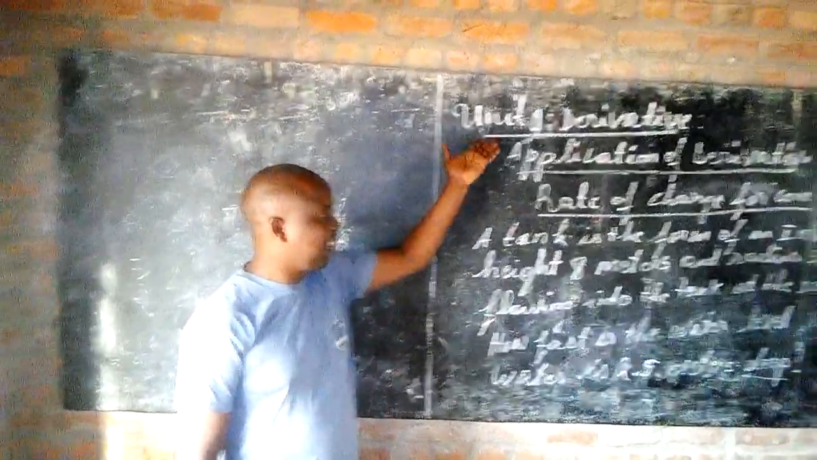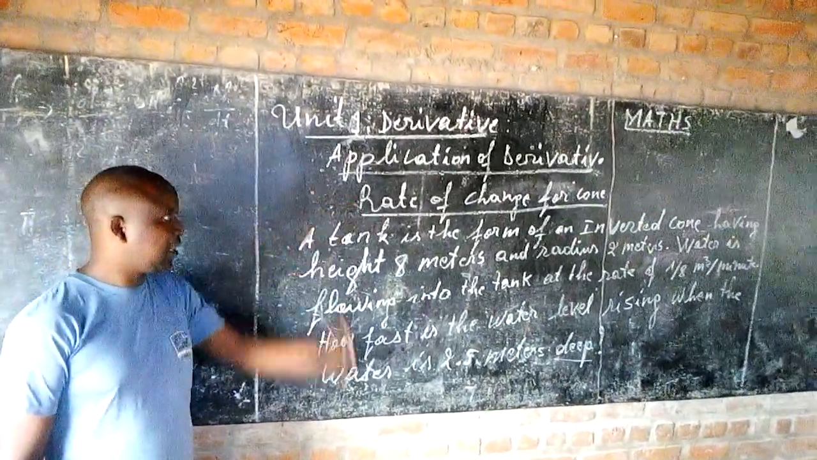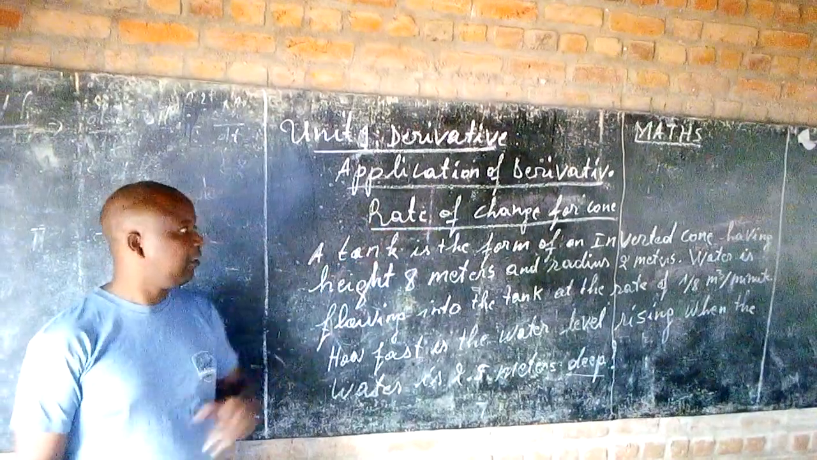We are on unit number 9, which is called the derivative. We need to discuss the application of derivatives, especially rate of change for a cone.